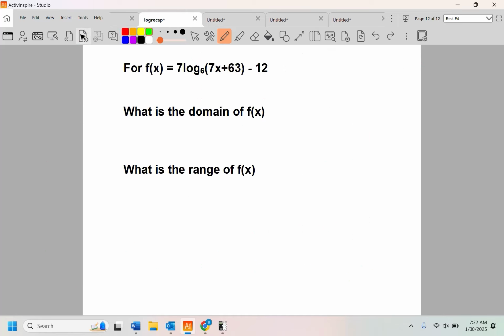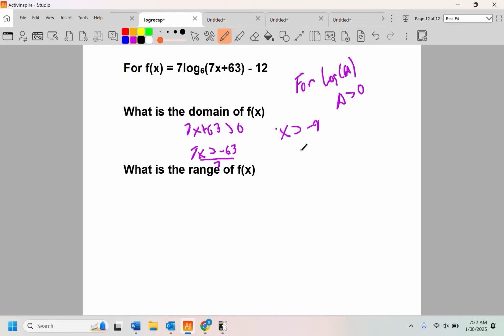f of x is 7 log base 6 of (7x plus 63), take away 12. What is the domain of this thing? You have to remember a really, really simple rule. For a logarithm with an argument, the argument is bigger than 0. So 7x plus 63 is bigger than 0. 7x is bigger than negative 63 because we're counteracting addition. And now we're going to divide both sides by 7, and I'm pretty sure that's going to be negative 9. x is greater than negative 9.